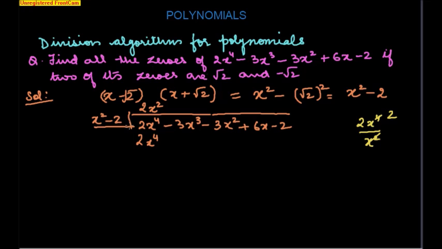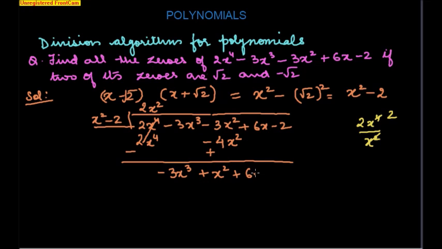2x square multiplied by minus 2 gives us minus 4x square, and we write down under the like term 3x square. With this power x square, we write the other term x square. I need to subtract, so I change the sign and I write the number with the highest power first, which is minus 3x to the power of cube, and when you subtract it, you get plus x square plus 6x minus 2.